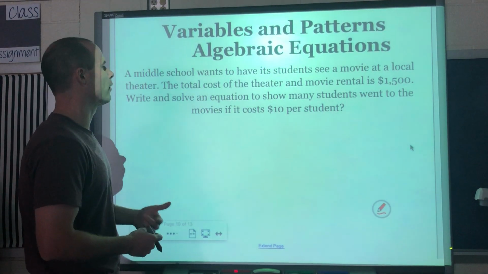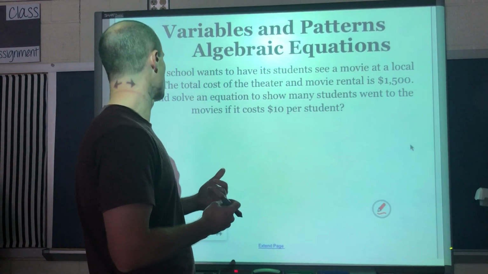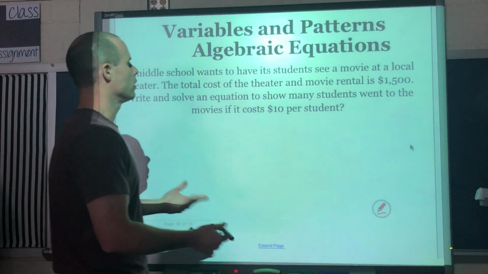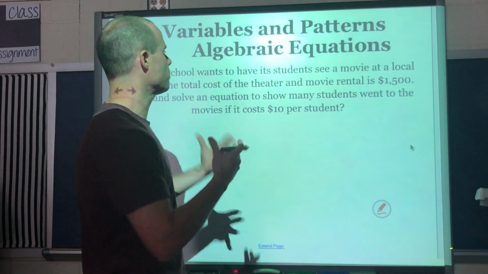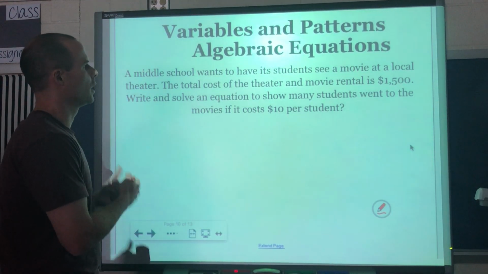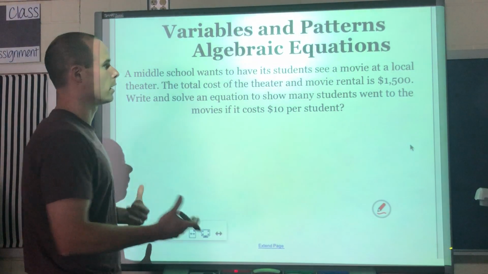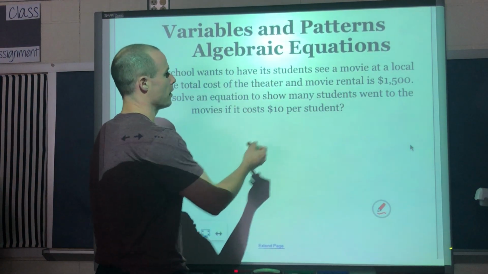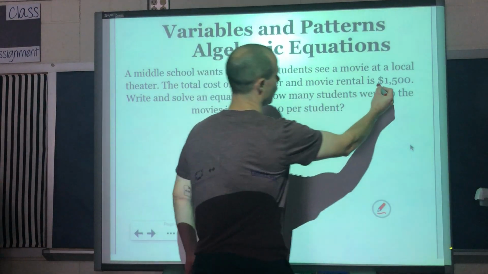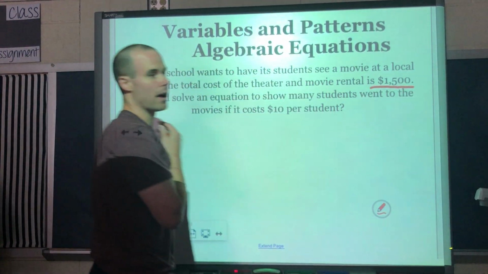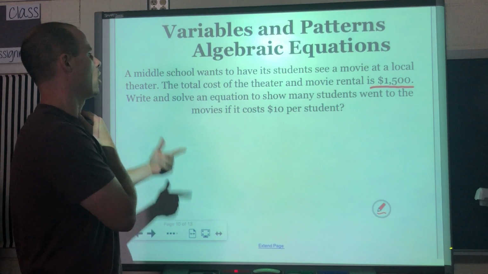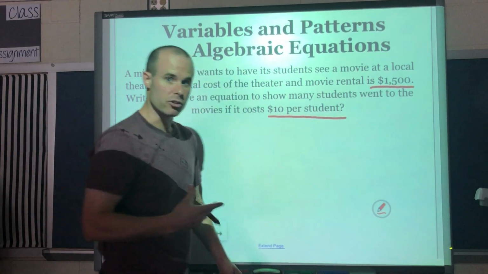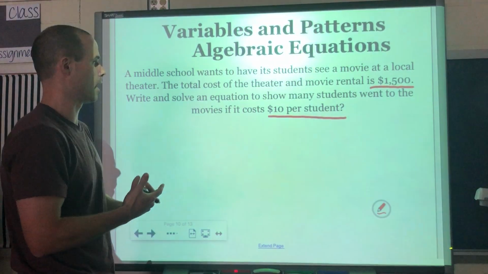We're going to write and solve an equation to show how many students went to the movies if it costs $10 per student. So the first thing I have to think about is, what is my key information in this problem? It gives us some important information about renting this theater. One thing it tells us is that the total cost of the whole rental is $1,500. It also tells us that it's $10 for every student who's planning on going to this trip.